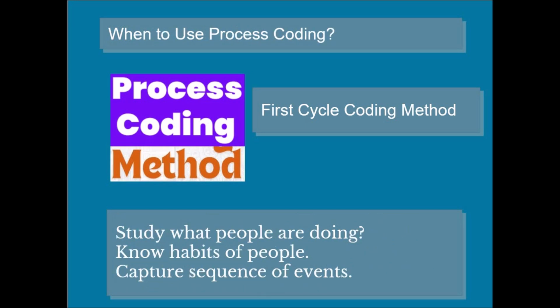When to use process coding? Whenever you are interested to study what people are doing, or you want to know habits of people, or you want to capture sequence of events, then you will use process coding in your qualitative project.